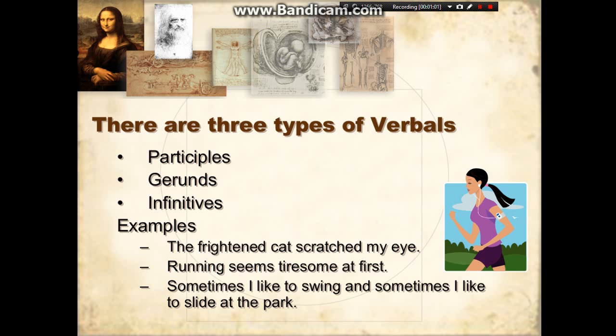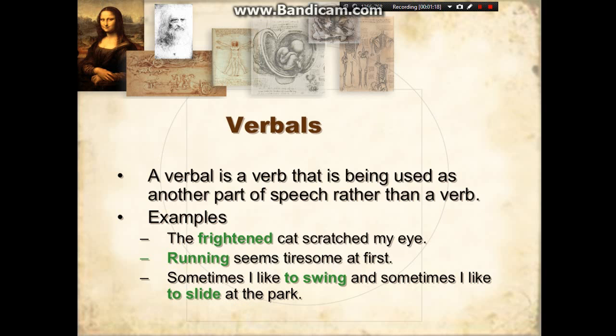All right, so far you don't have to write anything down. I'll tell you when you have to write something down. But you do need to know that there are 3 types of verbals, verbs in disguise, and they are participles, gerunds, and infinitives. And you can see we have some examples. The frightened cat scratched my eyes. Running seems tiresome at first. Sometimes I like to swing, and sometimes I like to slide at the park.